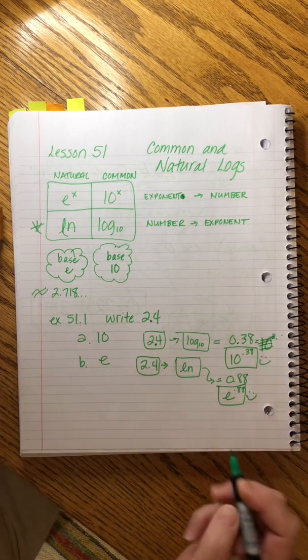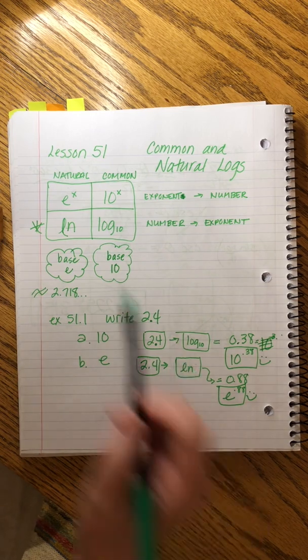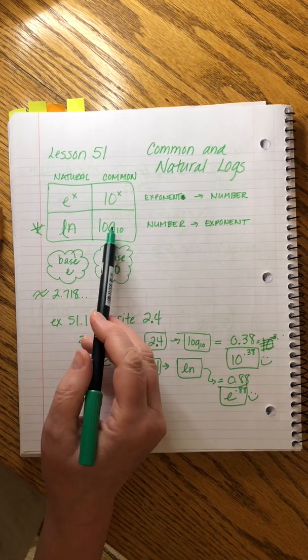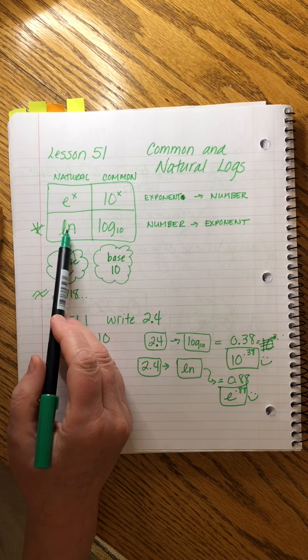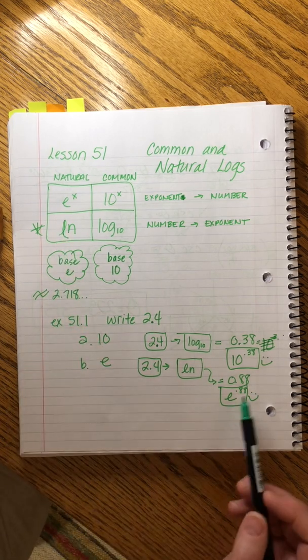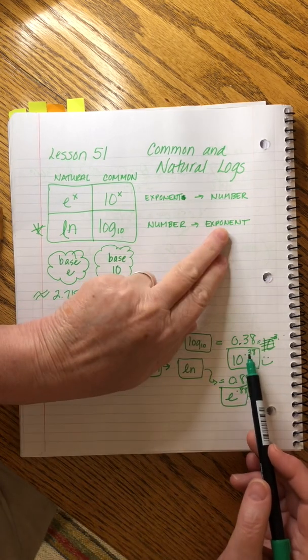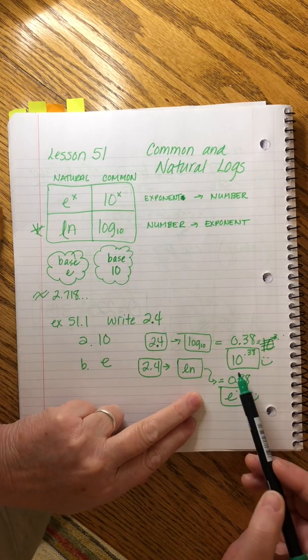Make sure that you understand how to use it. We're using these 2 buttons, this for the common, this for the natural log. And then when we get our answer, that represents the exponent. So then we write it on the base, all right?